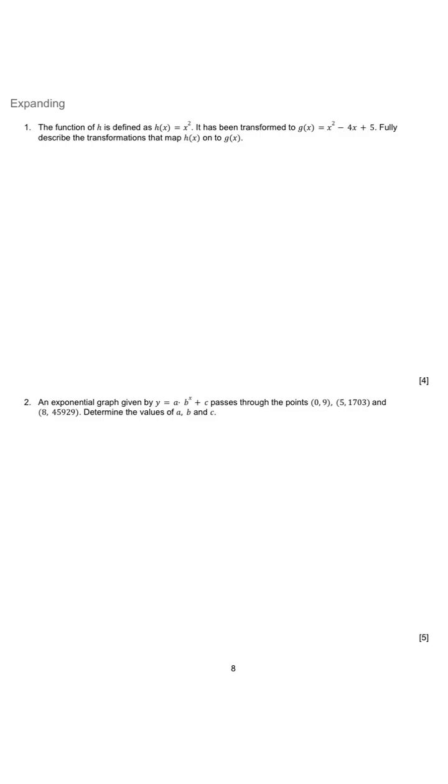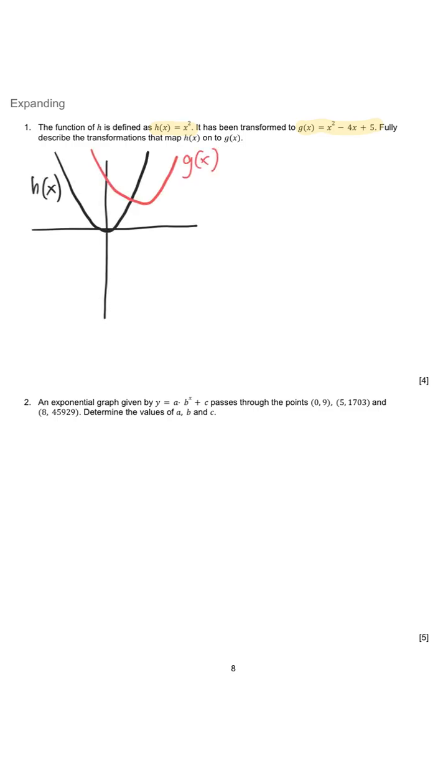Expanding question number 1, function h(x), which is x squared, has been transformed to g(x) = x squared minus 4x plus 5, and we want to see the transformation from h(x) onto g(x). So method 1, you can graph both functions in your GDC, and then check the common point between these two functions.